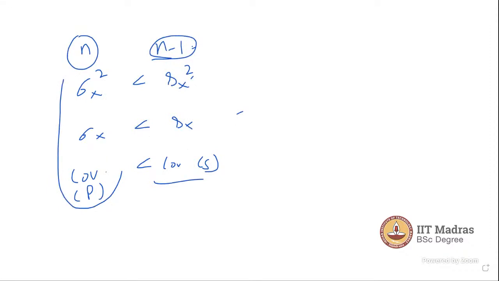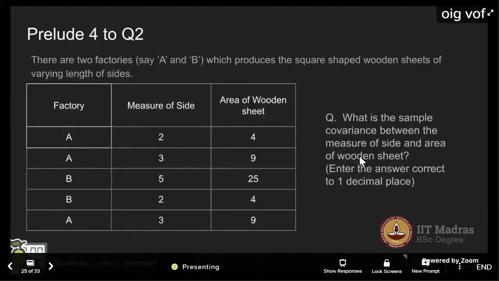Okay, so let's move to the question. You have to calculate the sample covariance between this measure of size and area of the wooden sheet.